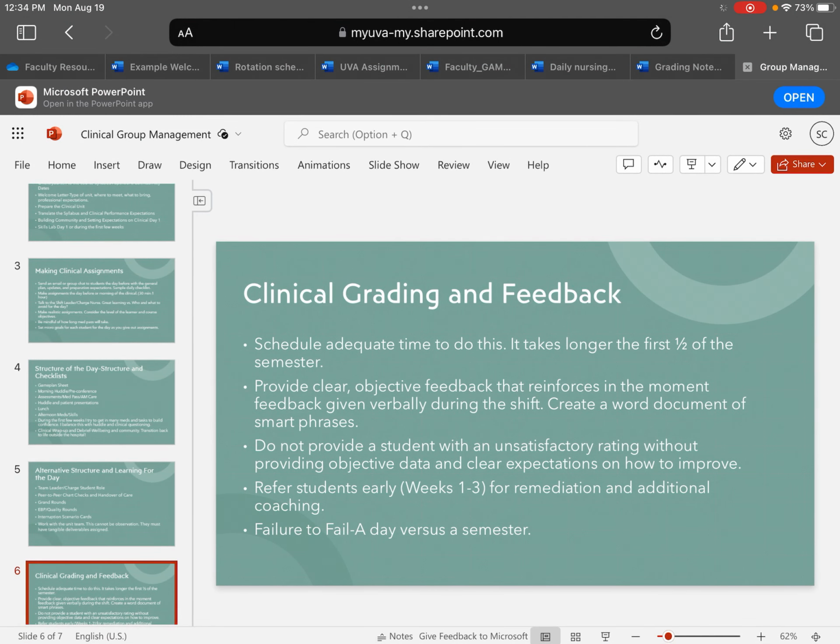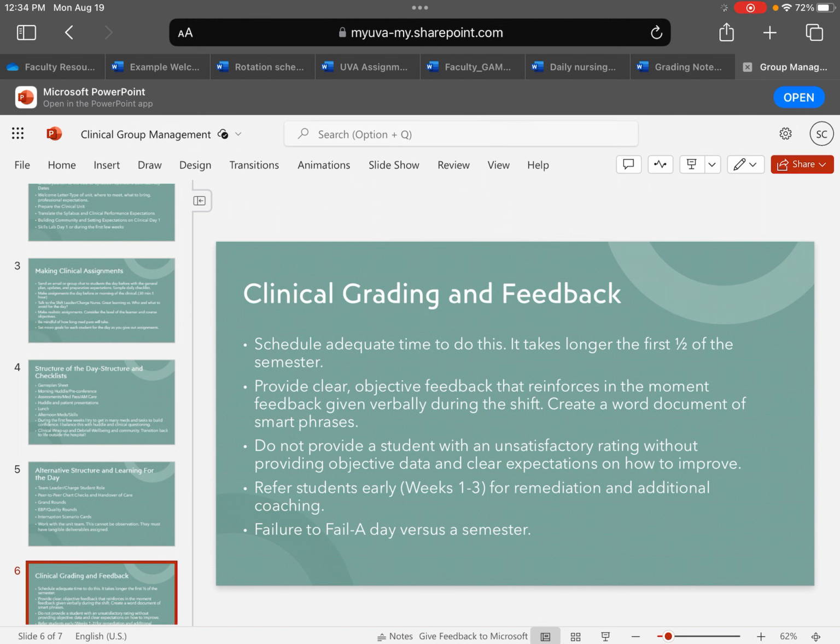Now let's talk about clinical grading as we wrap up. Clinical grading and feedback are a whole separate video that I have, but this is just some of the big things to remember about this. First of all, making sure you schedule adequate time to do grading. It takes longer the first half of the semester, and the first time that I did clinical grading, it took me 8 hours, and that's because I was learning the process, learning the flow, and then trying to give meaningful feedback to each of my students.